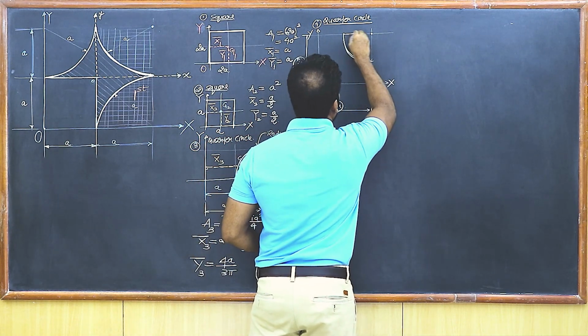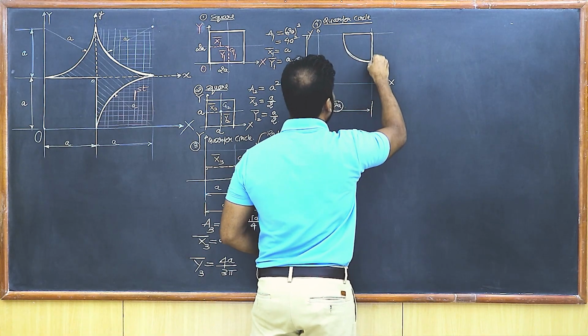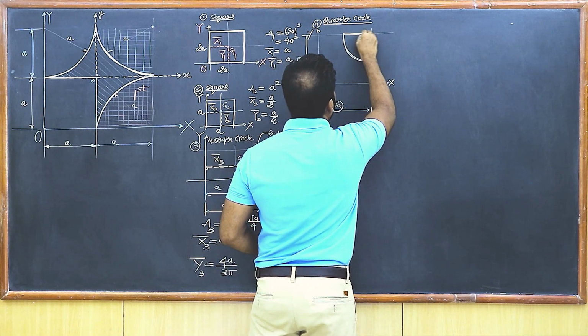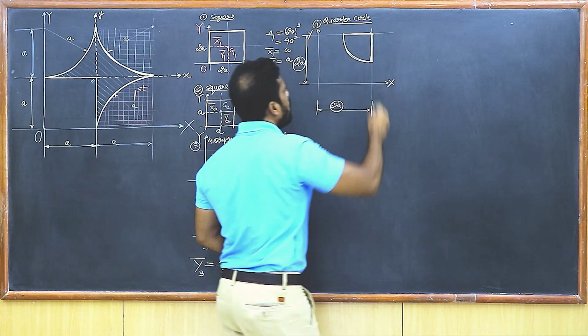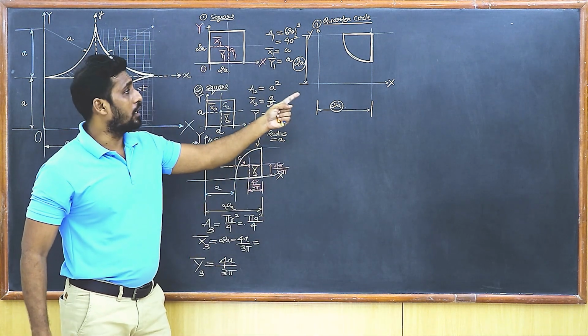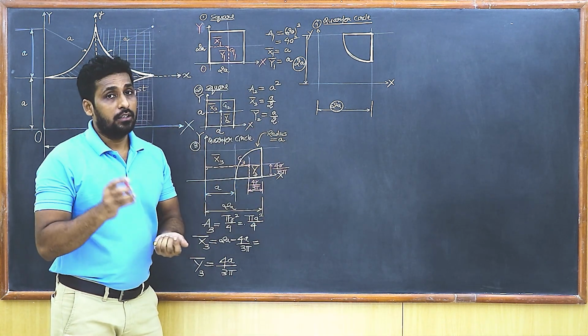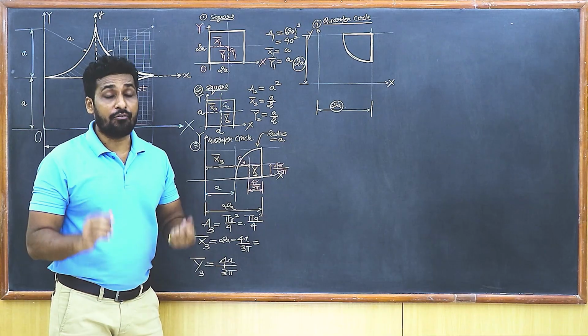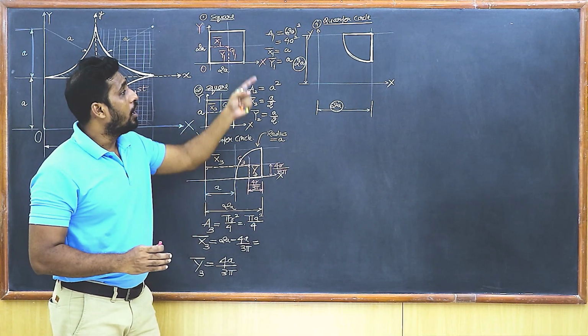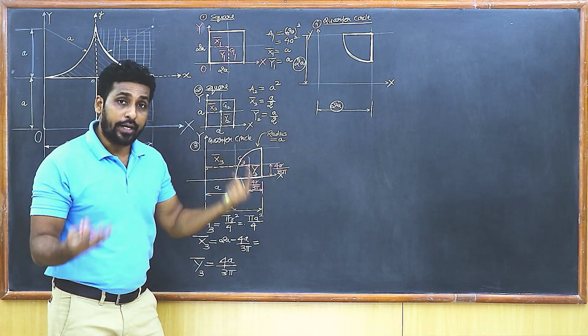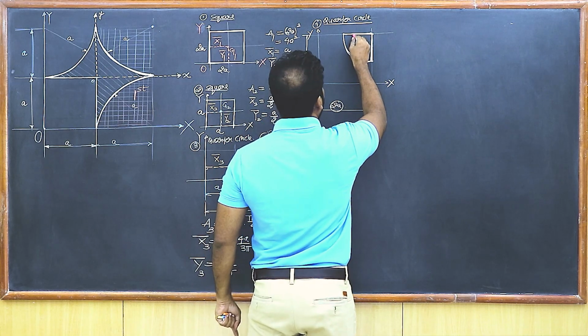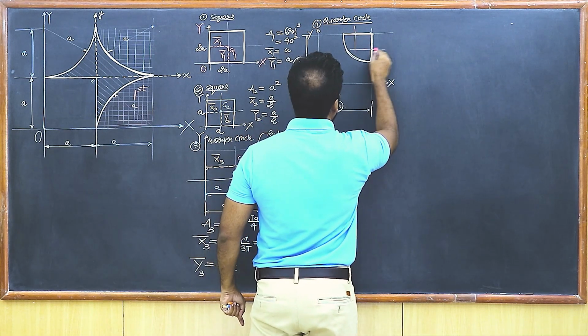Remember, the diagram is only for representational purposes. It might not be according to scale. This has to be always remembered. So that's your quarter circle, isn't it? Now I know that the centroid of the quarter circle is definitely going to lie at distances 4r upon 3 pi from the two radii. So what you do is you draw lines which are parallel to the radii.